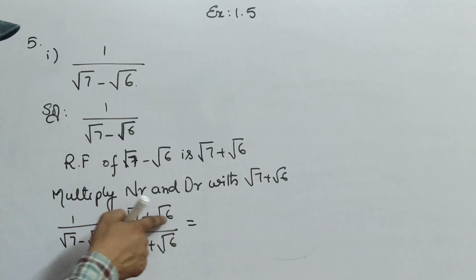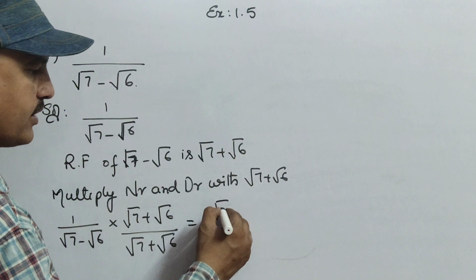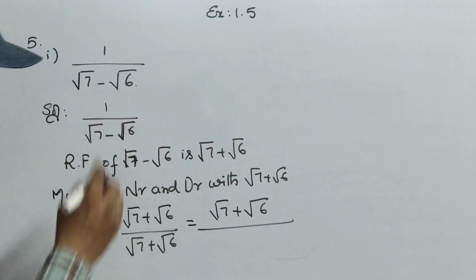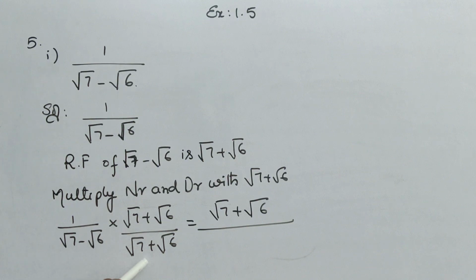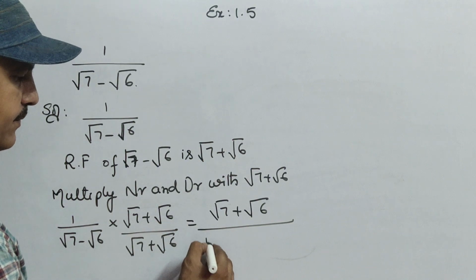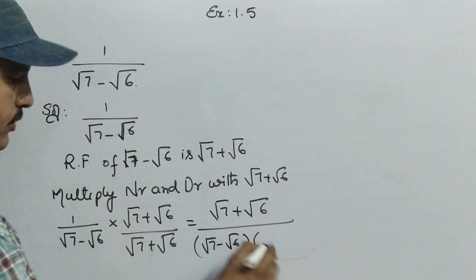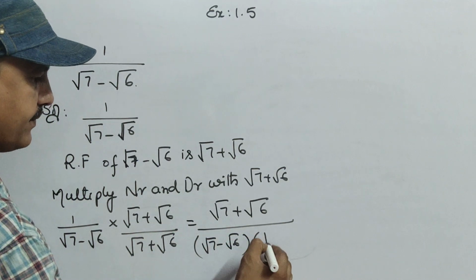Now do the multiplication. 1 into root 7 plus root 6 is always the same, so root 7 plus root 6 by, next, root 7 minus root 6 into root 7 plus root 6. Write like this: root 7 minus root 6 into root 7 plus root 6.